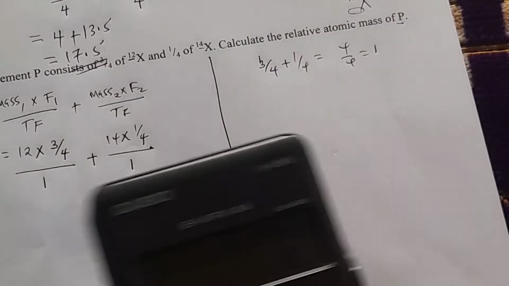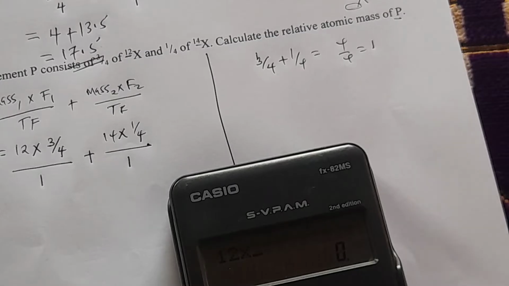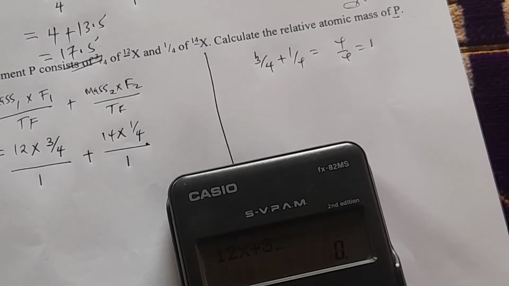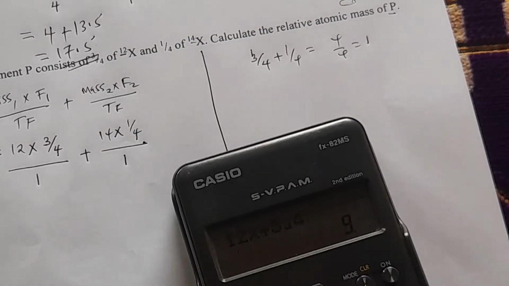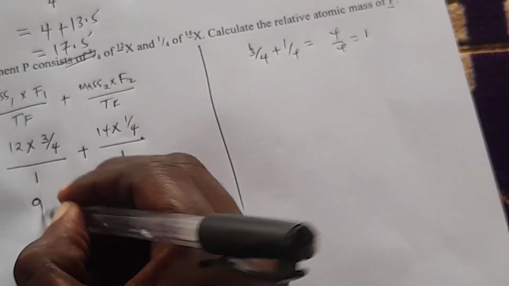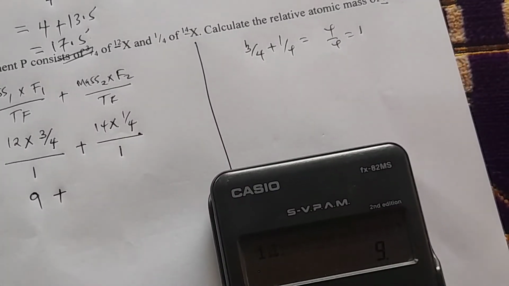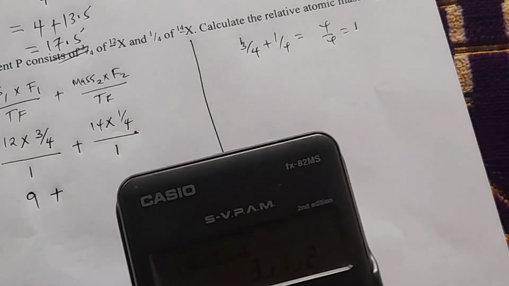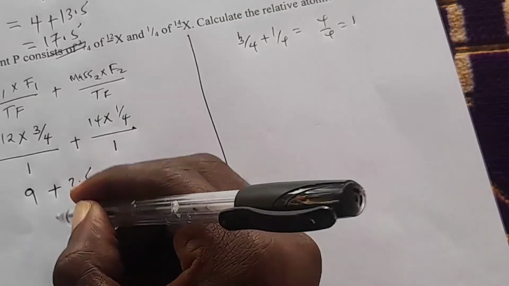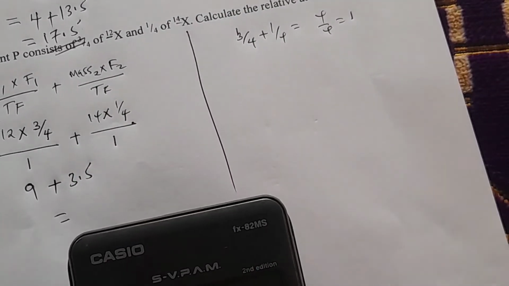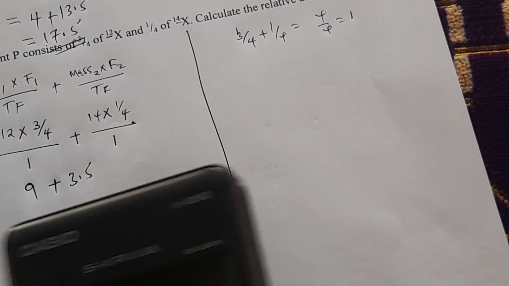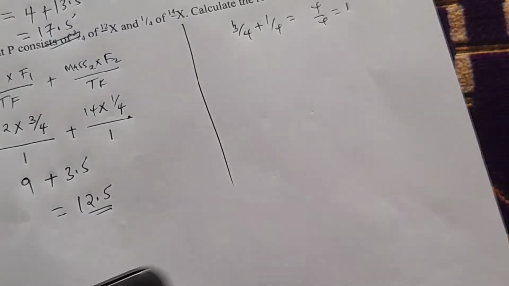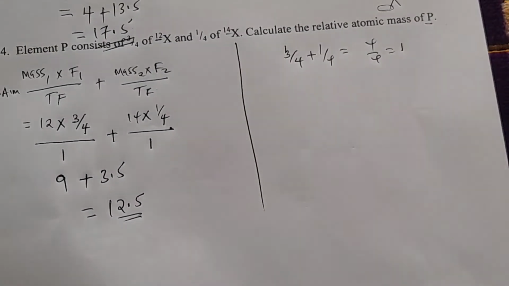Okay, what are we going to get there? So we're having 12 times 3 out of 4 equal to 9, plus 14 times 1 out of 4, so we're having 3.5. So if you add this, we are going to get 12.5. So remember, relative atomic mass has no unit.